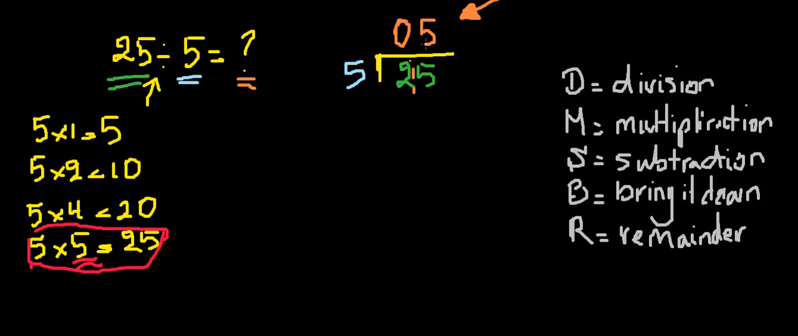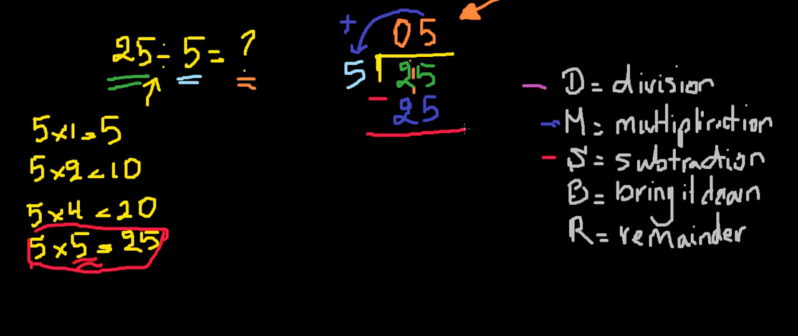What I did right now was divide. That was division: how many times does 5 go into 2, or into 25. Then I'm going to multiply. Let's use blue for multiplication. So I'm going to multiply this by this: 5 times 5 equals 25. I'm going to put the number below it. Now I'm going to subtract.